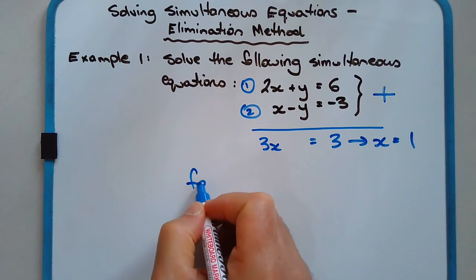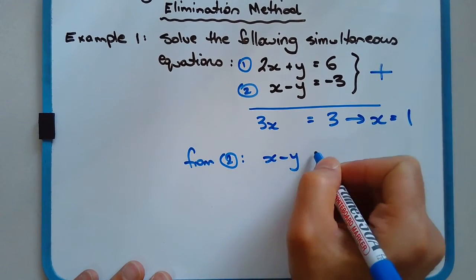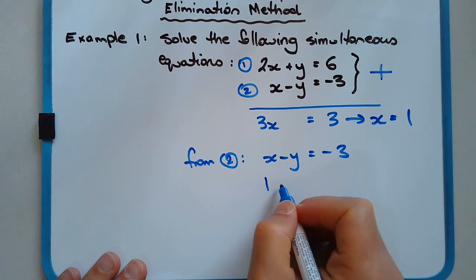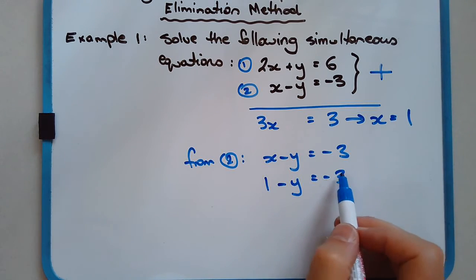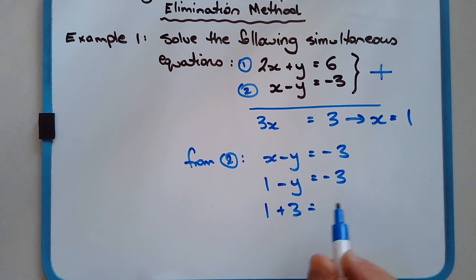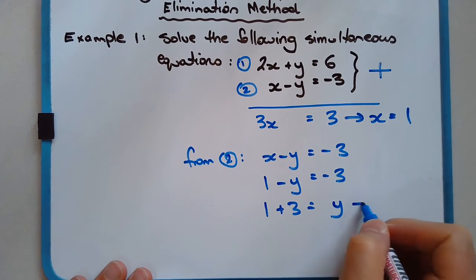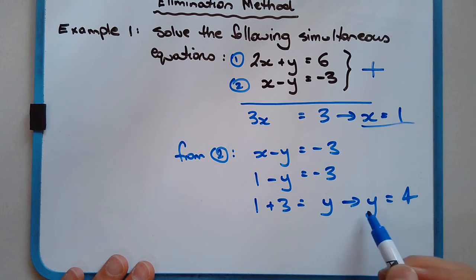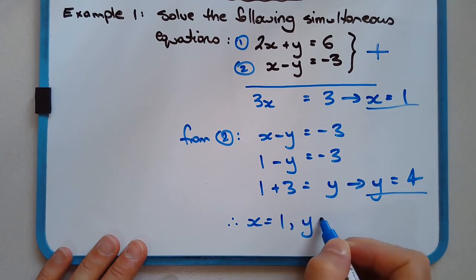So from equation 2, we've got x minus y is equal to negative 3. Now we have x equals 1, so 1 minus y is equal to negative 3. Let's move the y over and move the negative 3 over. So we have 1, and moving the negative 3 over becomes positive 3, and moving the negative y over becomes positive y. And that's easy enough. y is in fact equal to 4. So these are our two solutions: x is equal to 1, y is equal to 4.